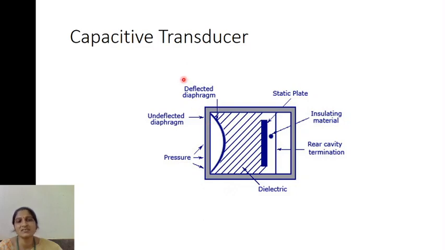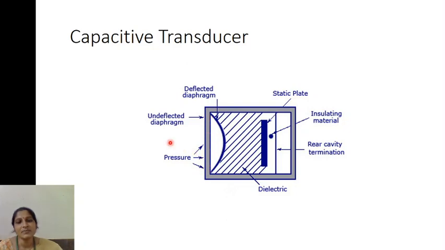What is the meaning of capacitance? Capacitance will be formed when two plates are separated by a dielectric medium, right? So you need to consider two plates which are separated by some dielectric medium. This static plate is one plate, that means it is fixed inside this vessel, and the other one is the variable plate.